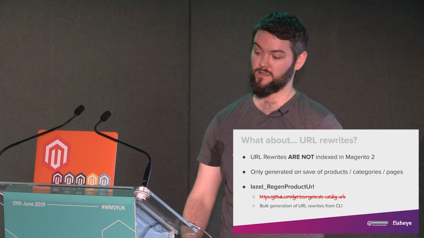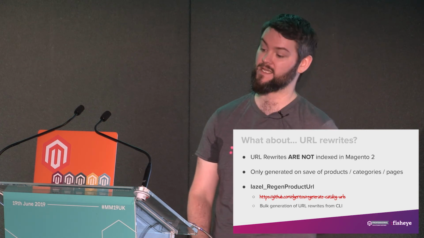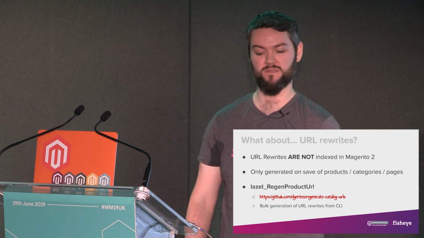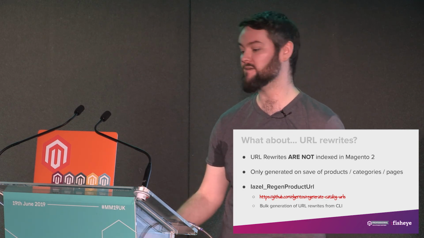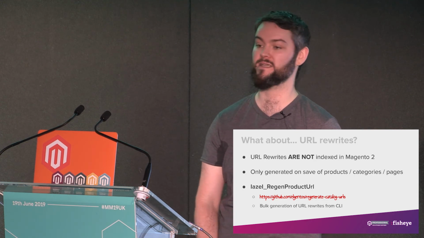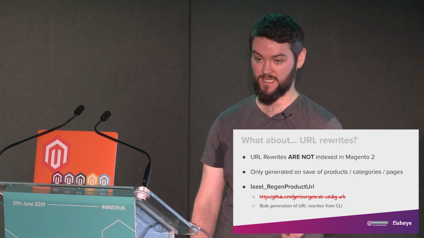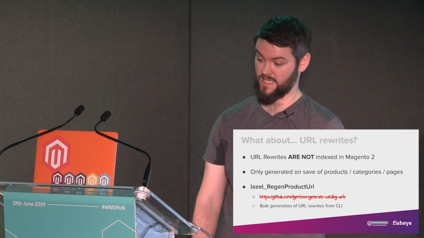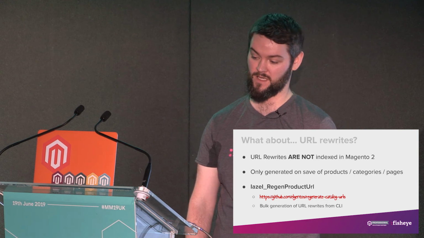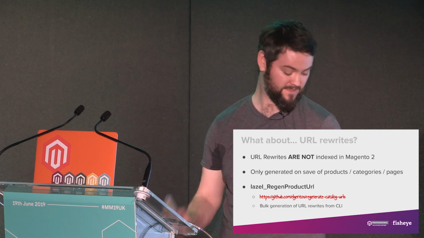URL rewrites. I've added these here because they were indexed in Magento 1. I've seen many a time people go, oh, there's a rewrite not there, or let me just reindex. Well, it's not going to do anything because they're not indexed anymore. They are only generated when you save a product or a category or a page. There's a handy module there that basically will allow you to bulk regenerate all the rewrites.